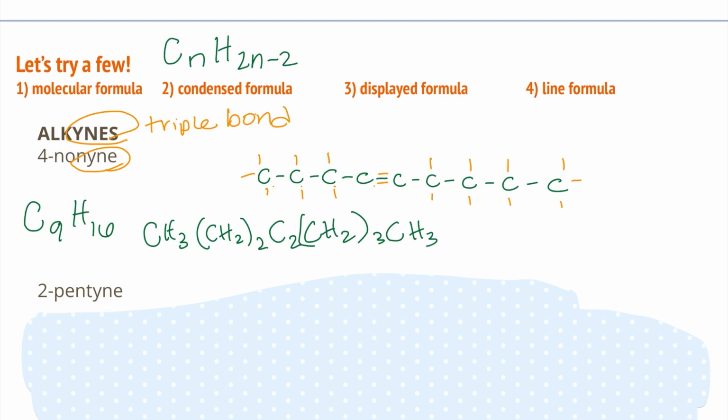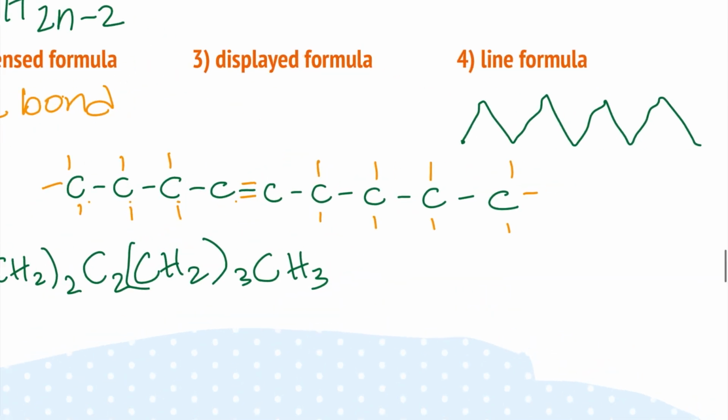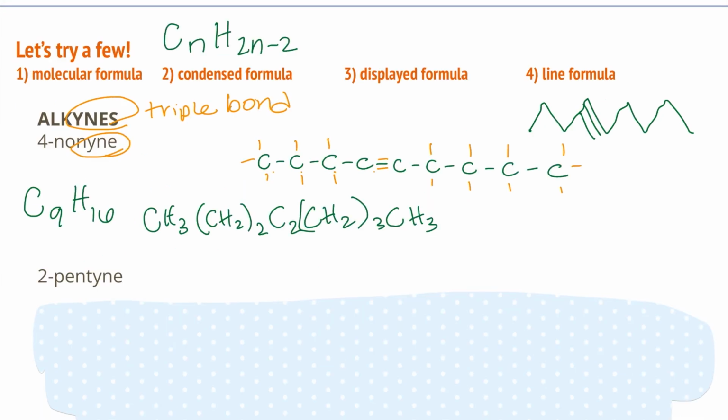Our line formula, we're going to put our pen down. 1, 2, 3, 4, 5, 6, 7, 8, 9. There's my 9 carbons. My triple bond is going to be after my 4th carbon. So 1, 2, 3, 4. And we are going to put 2 more lines there to show that is a triple bond. Try pentyne on your own and then come and take a look.